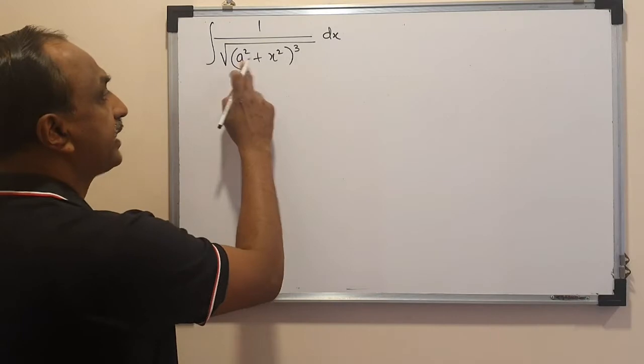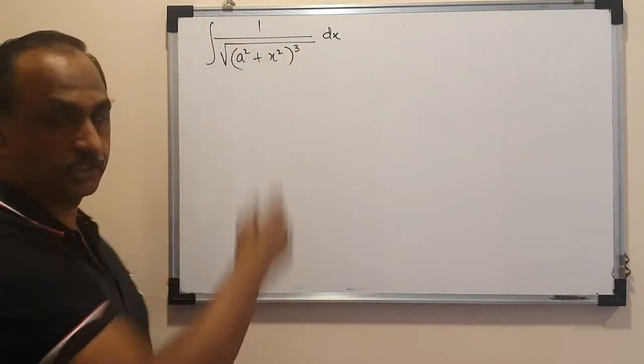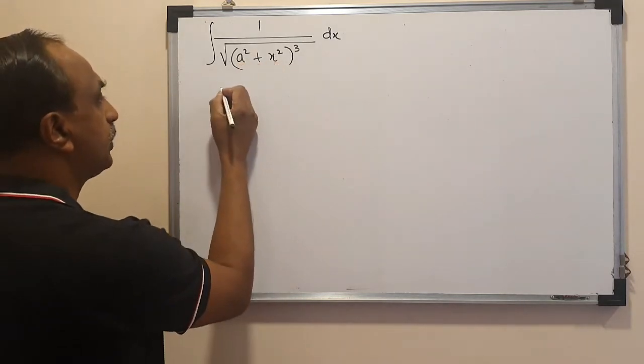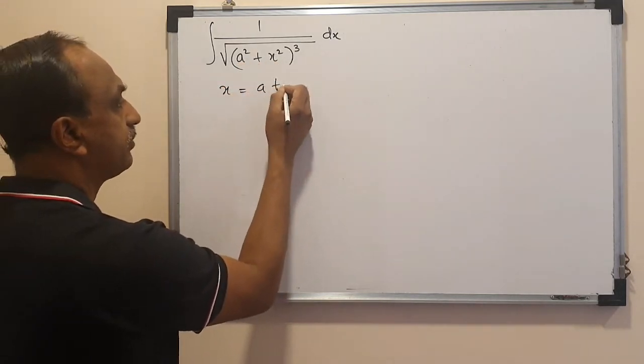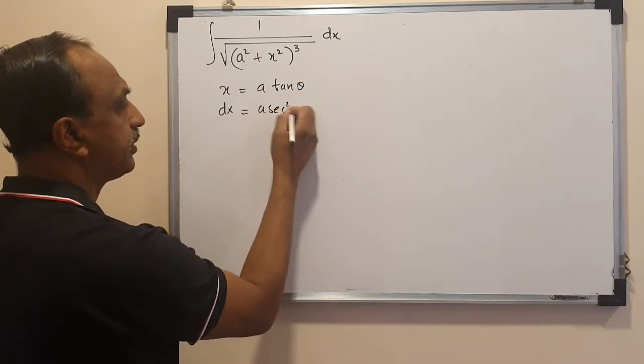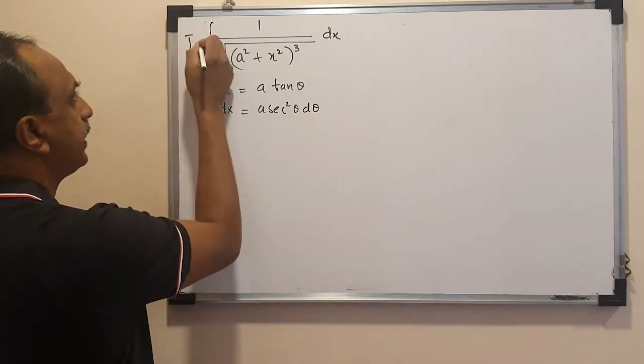You have seen here a square plus x square. Derivative of this is not present. So naturally trigonometric substitution is to be applied. And 1 plus tan square theta is sec square theta. So naturally x will be put as a tan theta. So dx will be a sec square theta d theta. So let's replace it and see what happens to the integral.